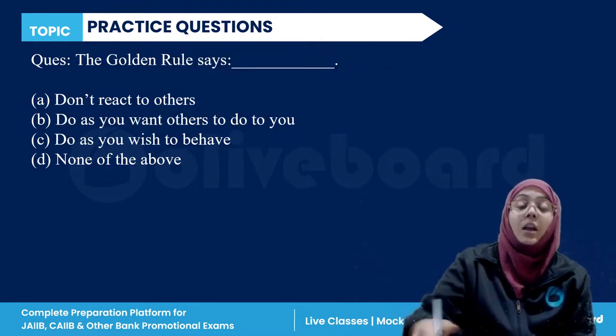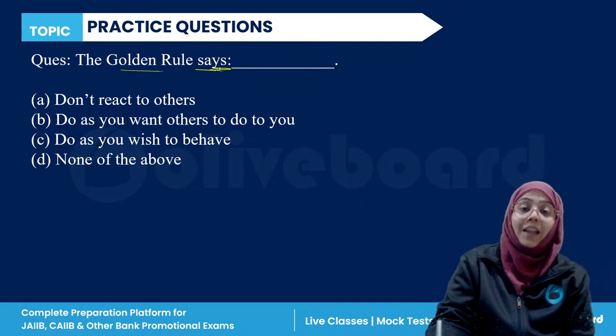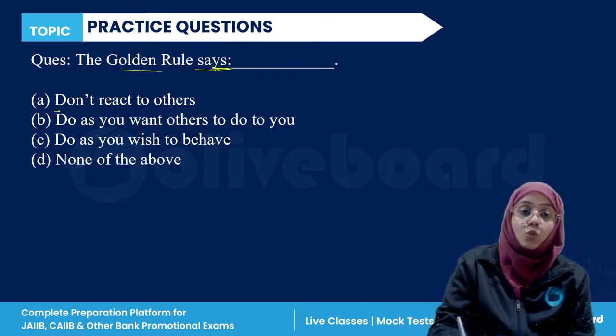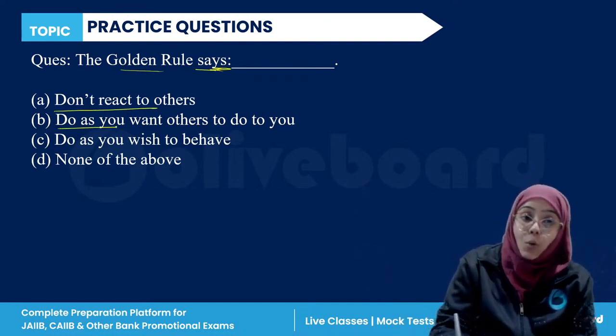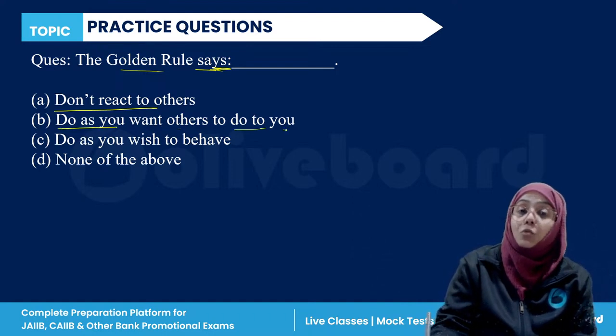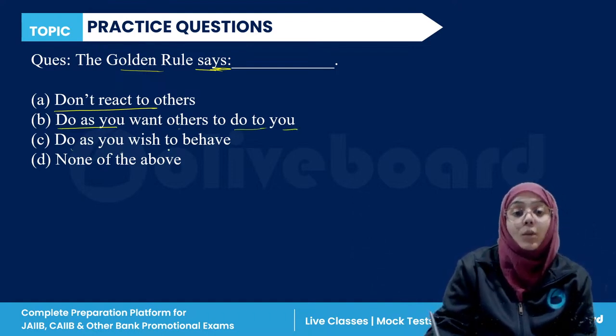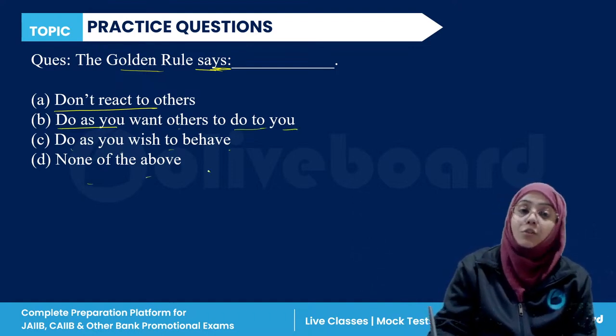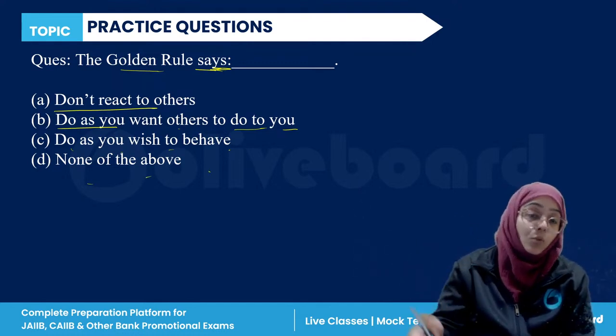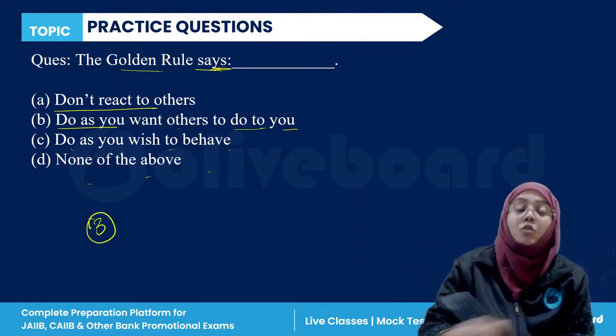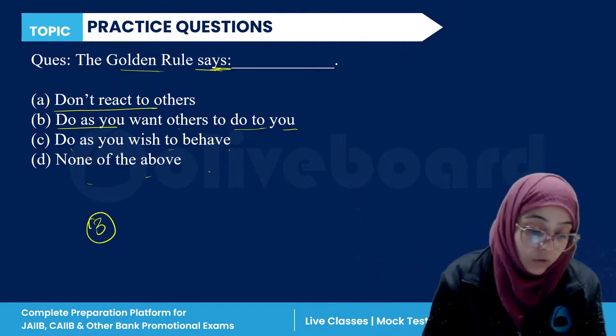Next question. The golden rule says what? First, don't react to others. Do as you want others to do to you. Do as you wish to behave, or none of the above. There were three golden rules which I have told you. So which of the following is the golden rule?